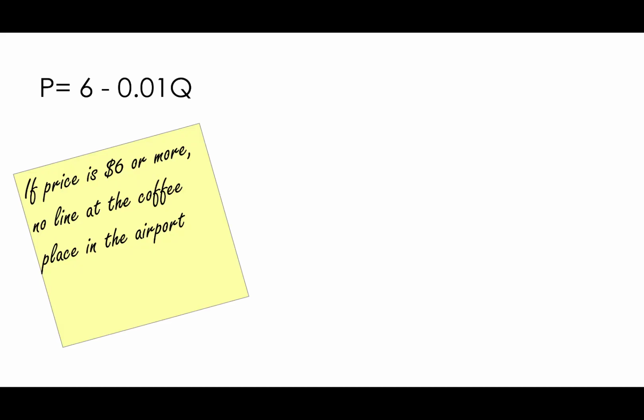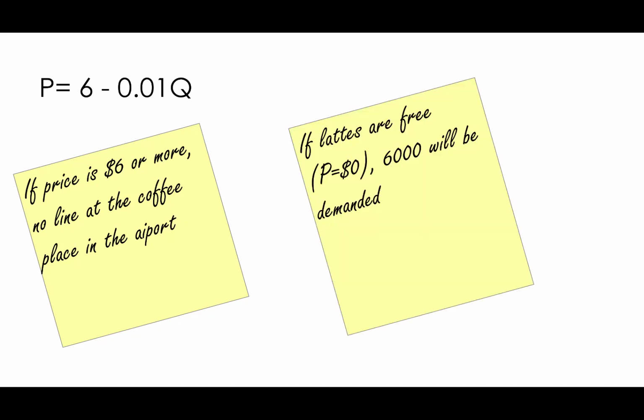And so what are some of the insights I can get from this? Well, the first is that 6, that vertical intercept. And what that says is if Starbucks charges $6 or more, there's going to be no one in line because no one wants to buy it. The other thing is if Starbucks decided to give all that stuff away, if lattes were free, the price was 0, 6,000 would be demanded.